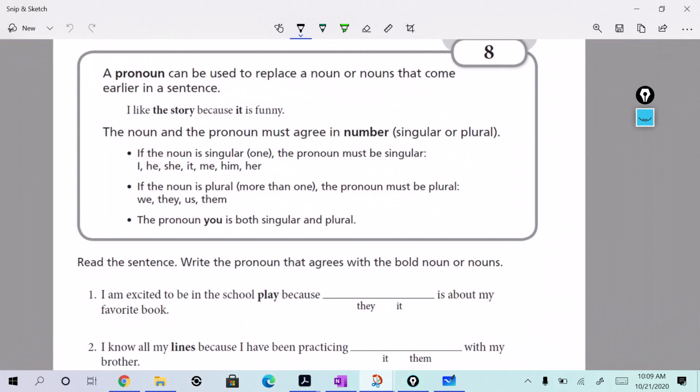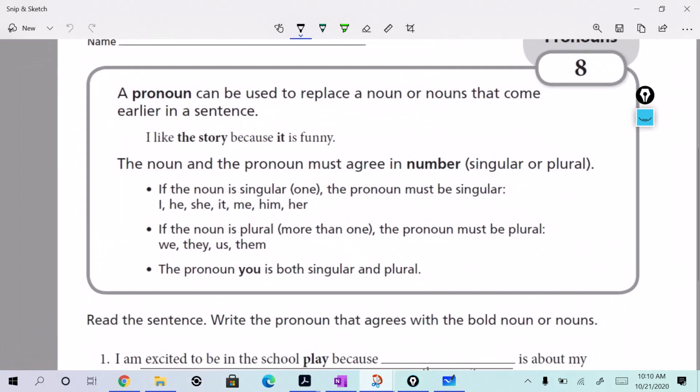He loves candy bars. We know he is the pronoun, but what is James, what the pronoun is replacing, right? What was that called? Antecedent. Antecedent, right? Do you guys know that? Antecedent. All right, very good. I like the story because it is funny. The noun, listen, this is the takeaway in these directions, so look up here.